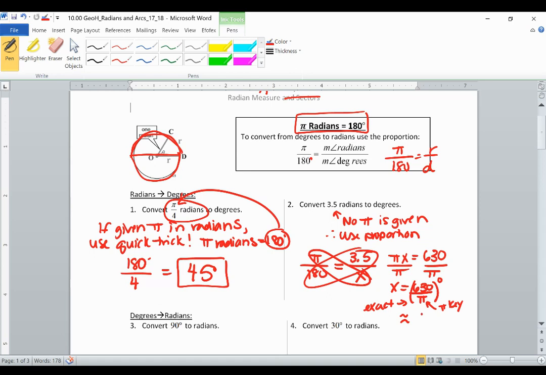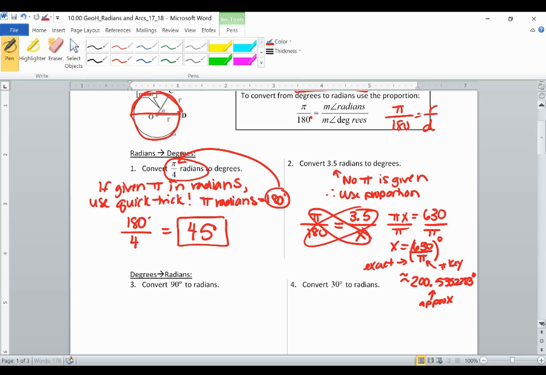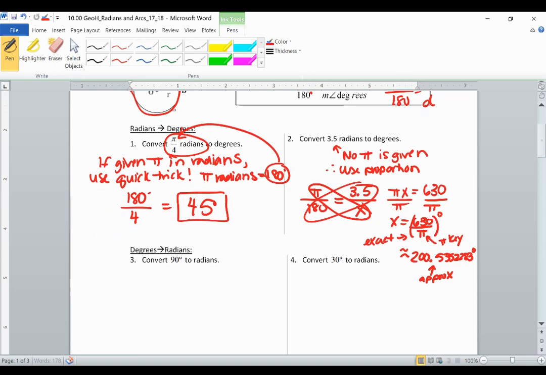So if I type in 630 divided by pi, it gives me about 200.5352283 degrees. So that would be an approximate value because that decimal continues. So exact would be 630 over pi degrees, approximate 200.5352283 degrees.